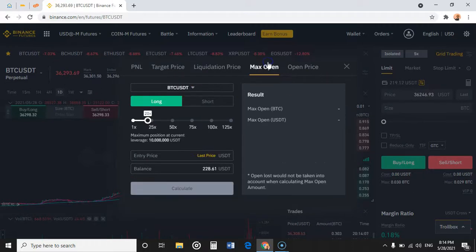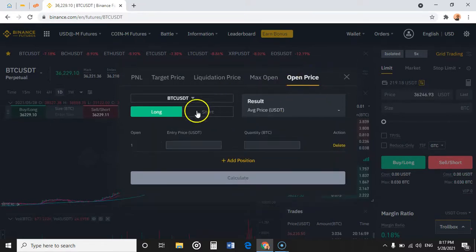Okay, so let me look at the max open. For the max open, you can come here and input $36,000. Okay, and change the balance to $3,000, then calculate. Okay, so with the balance, this is the maximum order that you can open. Okay, so that is the max open in USDT. Open loss will not be taken into account when calculating max open. So you have to understand that correctly.